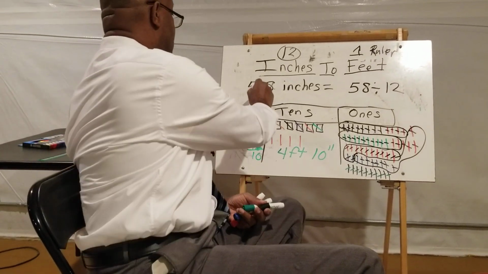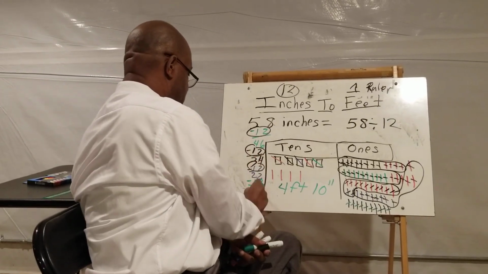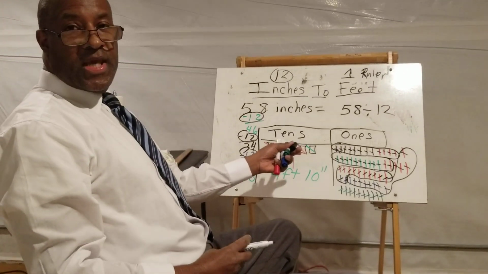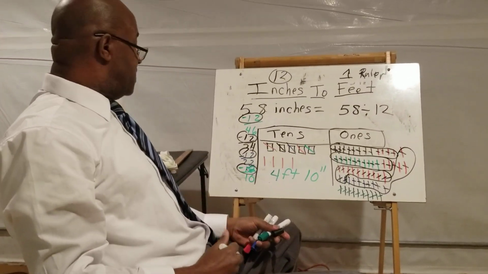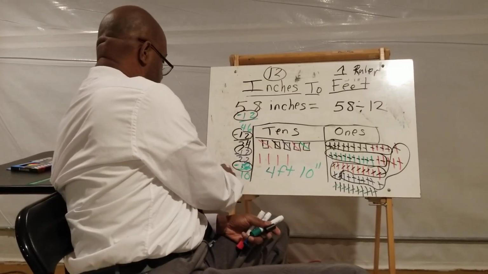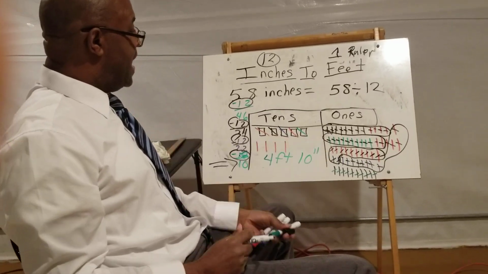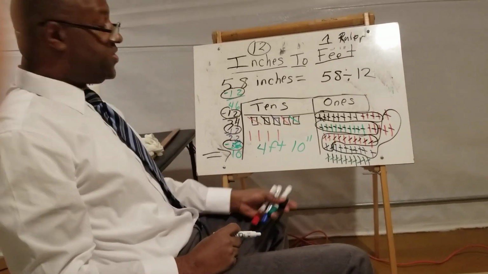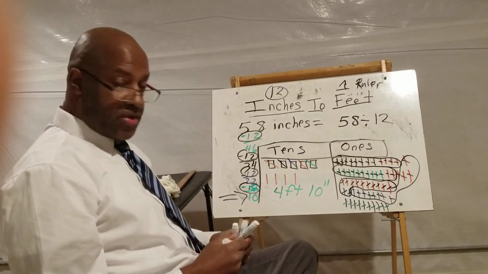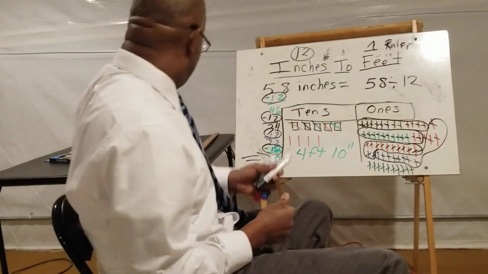How many 12s do we have? 1, 2, 3, 4. Just like when we did our base 10 division. How many do we have left over? 10. How many did we have left over when we did our base 10 division? We had 10 left over. That's what we mean, boys and girls. Once again, as you all know, there's more than one way to skin a cat to get the answer, right?